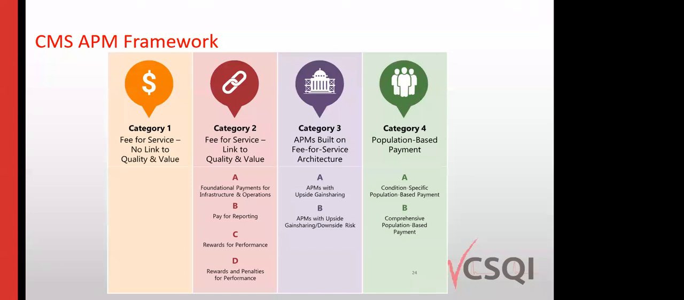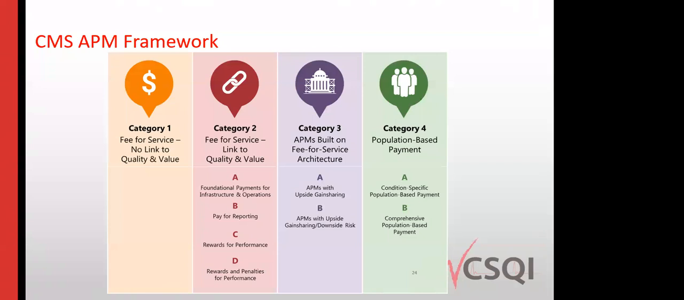Next slide. Here's the taxonomy. As you can see, category 1 is what we're used to traditionally, fee for service. There's no link to quality or value. That's what we've been doing for years and years. Category 2 is beginning to move into pay for performance and pay for reporting to begin with. In 2008, pay for performance followed that, and now rewards and penalties for performance in category 2D, which is pretty much what MIPS is. You basically are assessed based on your performance, both on a quality scale and cost scale, now 10% of your payment, and you can get rewards or penalties for that performance.